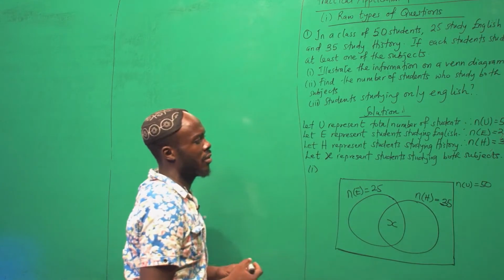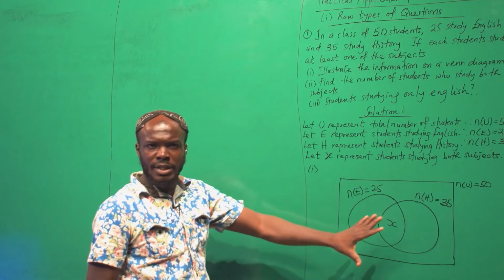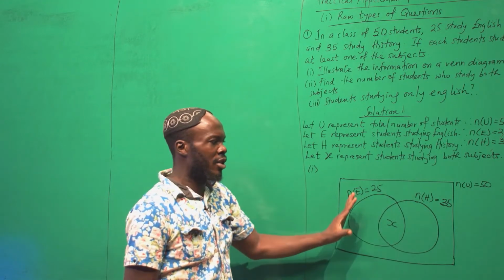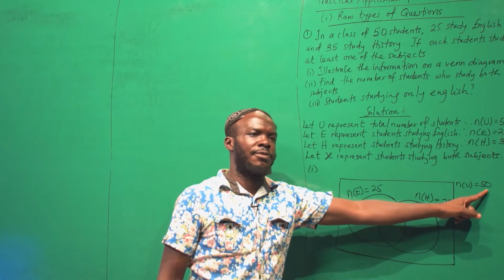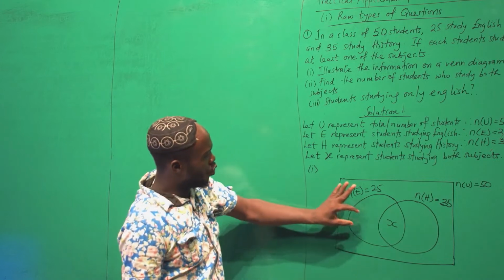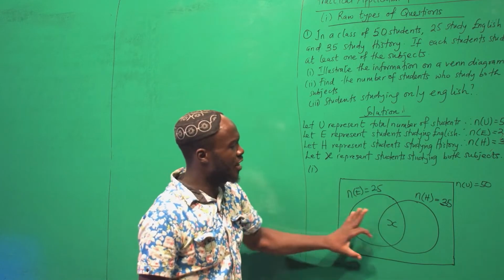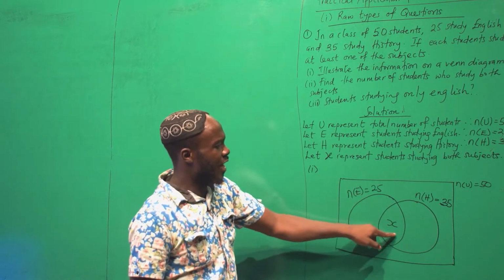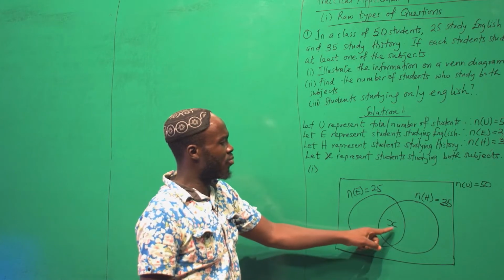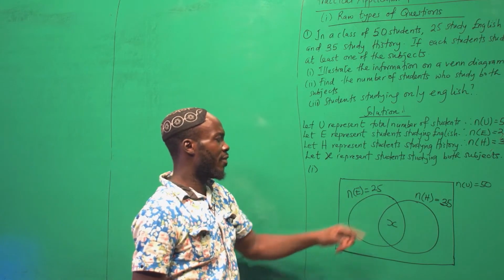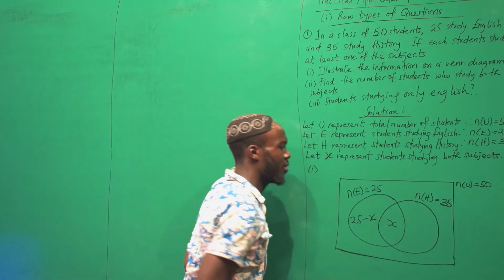Okay. Now, everything added in this Venn diagram, everything added in this box, should be equal to 50. But when we want to look for English only, the full circle is English. This part without the X is English only. If you want to look for English only, what we do is subtract the X from the 25. So here becomes 25 minus X.